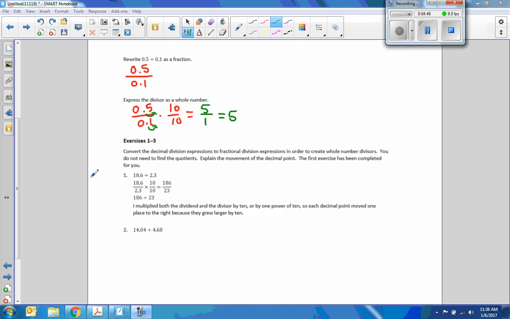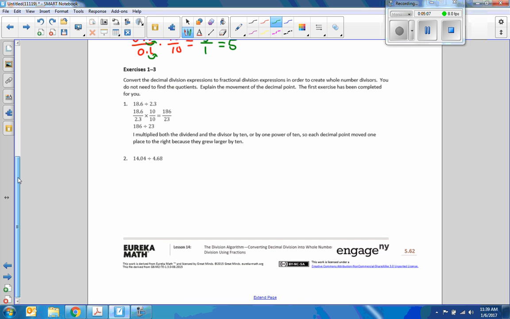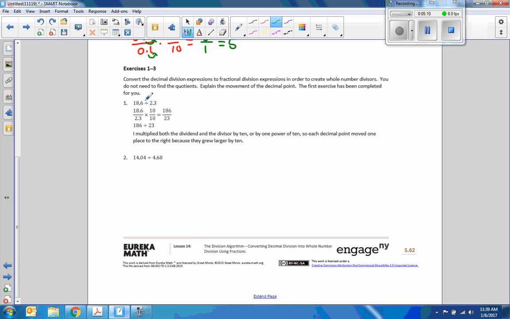Okay, exercises 1 through 3. They're asking us to convert the decimal division expressions to fractional division expressions, which we just did, in order to create whole number divisors. Divisor is the bottom number, the denominator. You do not need to find the quotients. We're just going through the motions, we're just going to convert. The first one is completed for you. They took 18.6 divided by 2.3 and put 18.6 over 2.3. The 0.3 is one decimal place, so we multiply by 10, giving us 186 over 23, and then rewriting it as a division problem.